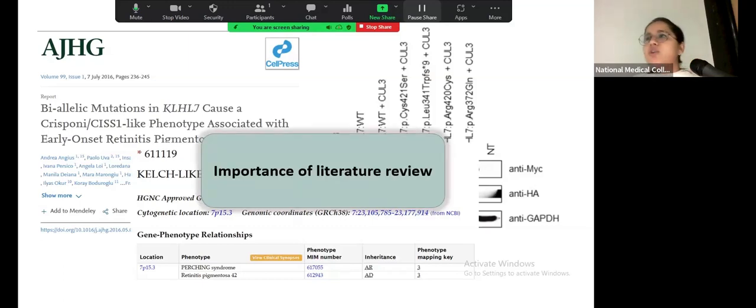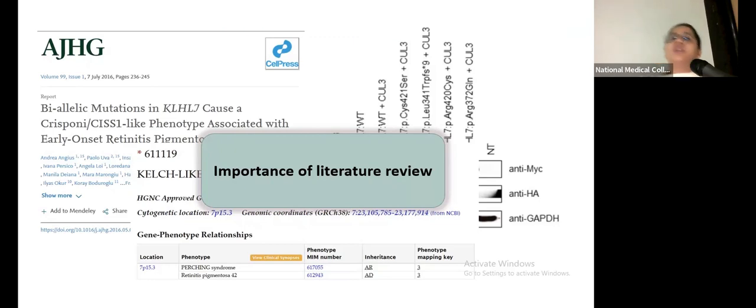So this shows that not only the population and disease databases, it's also important to look at the literature associated with that particular variant, and this becomes most important when we're looking for very, very rare disorders.